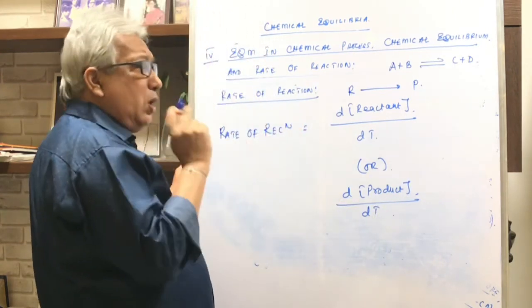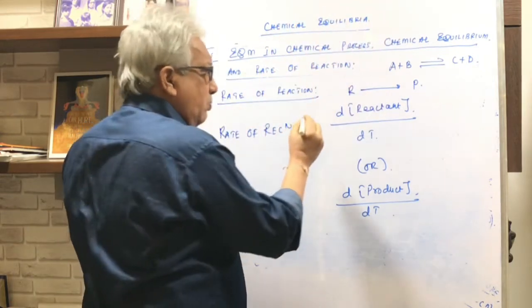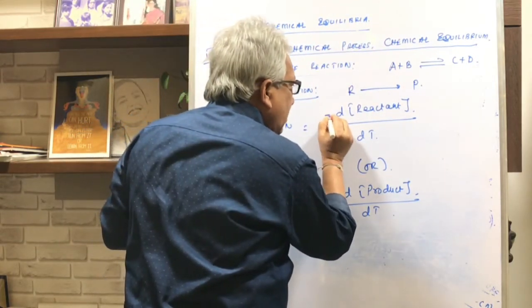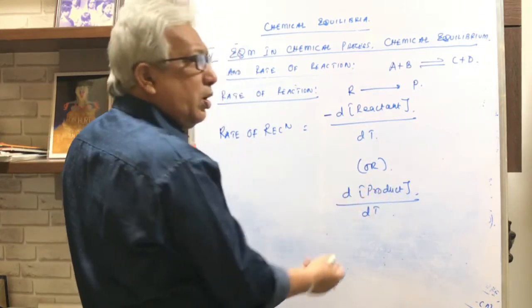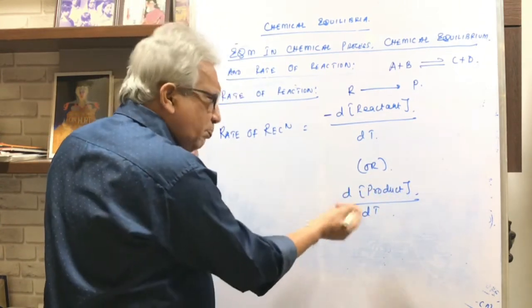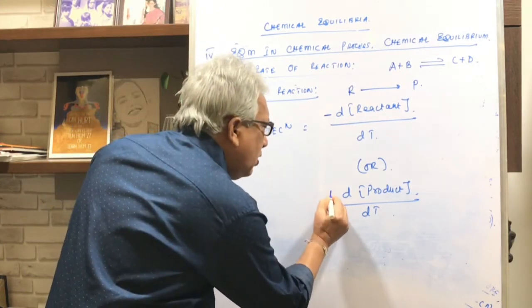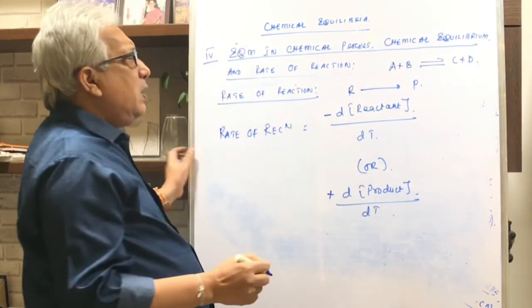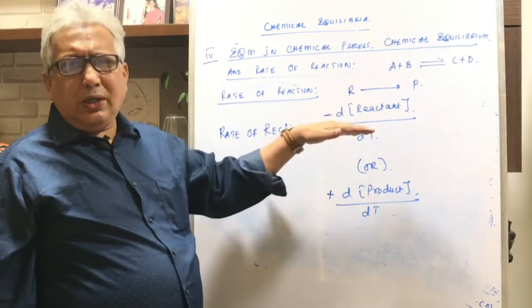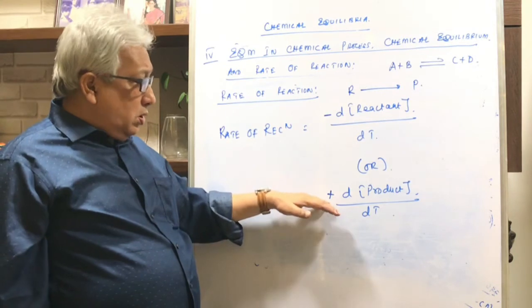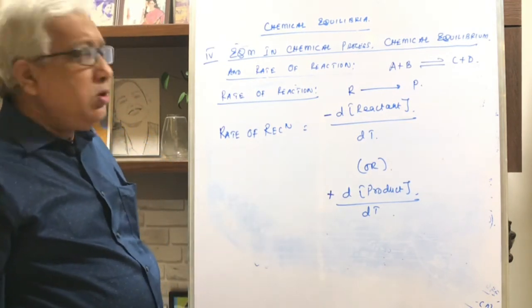But here I want to tell you one thing, the concentration of reactant goes on decreasing with the passage of time. To signify the decrease, we put this minus sign, whereas the concentration of product goes on increasing. I can put the plus sign, but I may not put the plus sign. Let us say I put a plus sign. So this minus sign indicates that with the passage of time, the concentration of reactant is going on decreasing, and this plus sign indicates that with the passage of time the concentration of product is going on increasing.